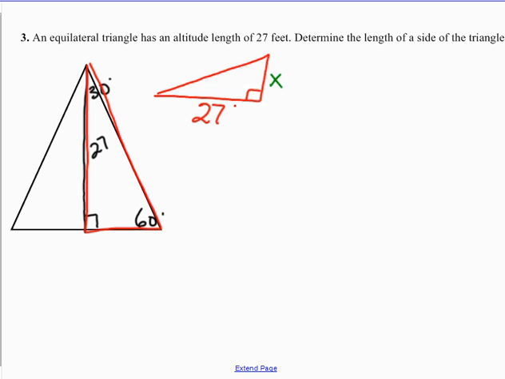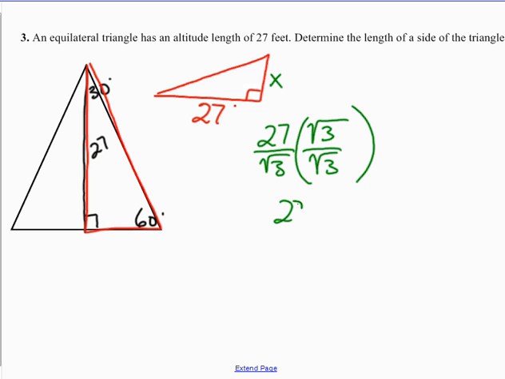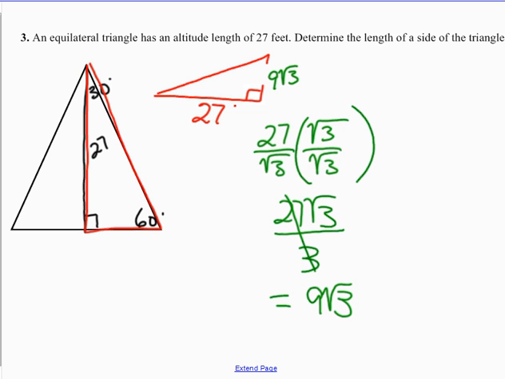So I'm going to say 27 divided by radical 3. Multiply by the funny looking 1. So I end up with 27 radical 3 over 3. But this can be reduced, so that equals 9 radical 3. So that's our short leg. So I'm going to put that up in the picture. 9 radical 3.